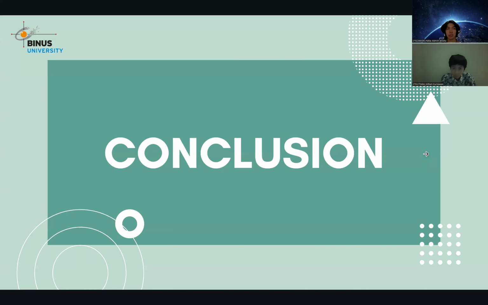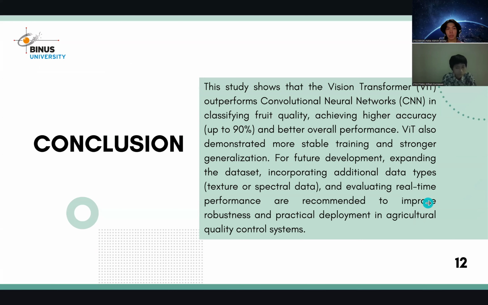Okay, in this part we will discuss the conclusion. In conclusion, we found that the Vision Transformer or ViT model outperformed the convolutional neural network or CNN in classifying fruit quality. ViT yields higher accuracy, up to 90%, and better overall performance in addition. ViT also shows more stable training and stronger generalization capabilities. This makes ViT more reliable for application in real-world conditions.